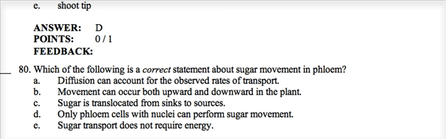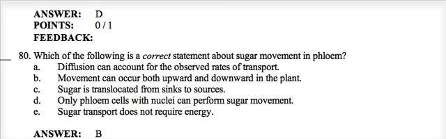Okay, number 80. Which of the following is a correct statement about sugar movement in phloem? Diffusion can account for the observed rates of transport. Movement can occur both upward and downward in the plant. Sugar is translocated from sinks to sources. Only phloem cells with nuclei can perform sugar movement, and sugar transport does not require energy. So pause right here to take a look at what you think the answer is.